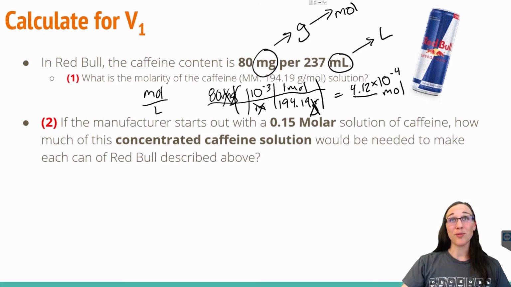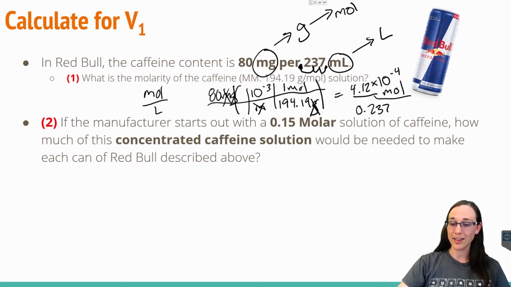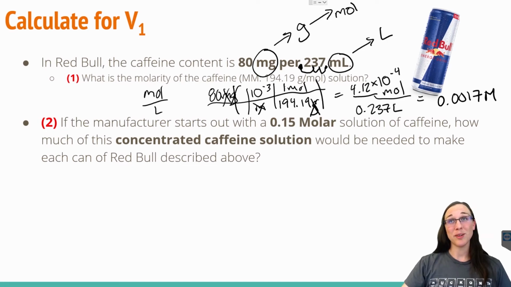That'll be my numerator for molarity. Now I just need to convert my milliliters to liters. I'm just going to move my decimal over 3 spaces to 0.237 instead of 237. If I take that and divide my mole value by 0.237 liters, that should give me my molarity. I end up with a value of 0.0017 moles per liter, or big M for molarity. So now let's move on to part 2.